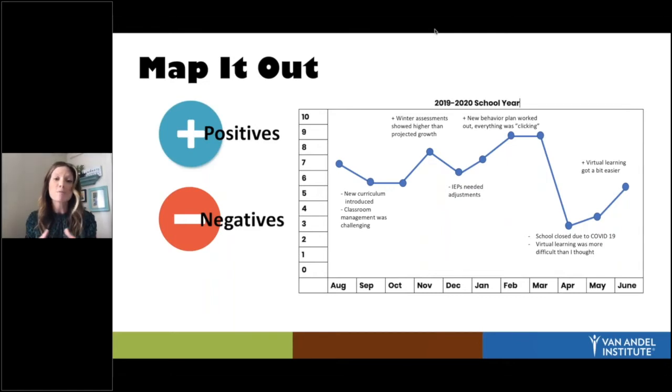Maybe the classroom management was challenging because you haven't had time to build those relationships and that rapport in your room yet. But then maybe come winter, your winter assessments come along, you've showed higher than projected growth, so you were starting to feel good again. But mapping it out through the year to get a feel for month by month how that went is really helpful. Not only is it helpful for you as an educator, but it might be helpful for you to discuss this when you're having those conversations with colleagues about the successes and the struggles that you were faced with.